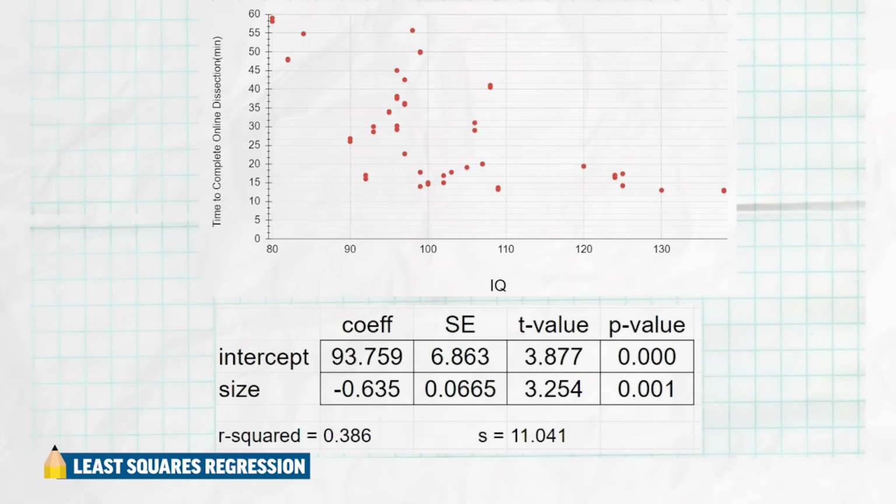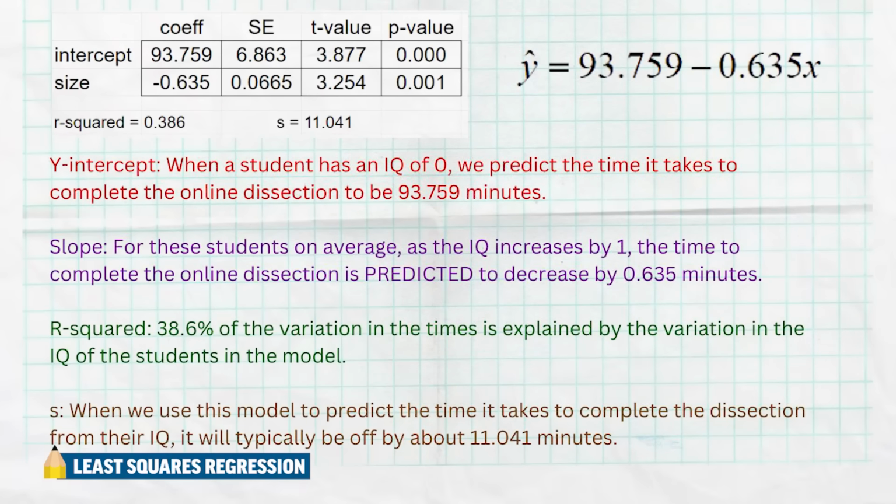Here's the scatter plot of IQ scores versus the time it takes to complete an online dissection in minutes. So here's a computer regression analysis of all of this scatter plot. So again, typical questions could be, what is the intercept, and interpret what it means. The intercept is 93.759. That is, if you have an IQ of 0, we would predict it to take 93 minutes for you to complete the online dissection.